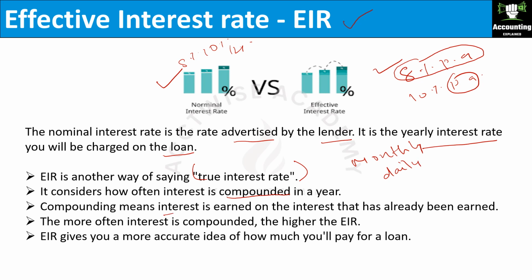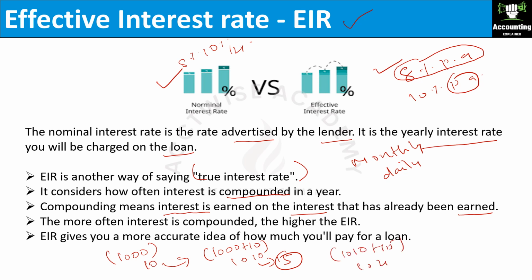Compounding means interest is earned on the interest that has already been earned. Suppose you have taken a loan of 1000 rupees. For the first period, if the interest is 10 rupees, then for the next period you will calculate interest on 1010 rupees. And for that period, if the interest is 15 rupees, then for the consecutive period you will calculate interest on 1025 rupees, and so on.